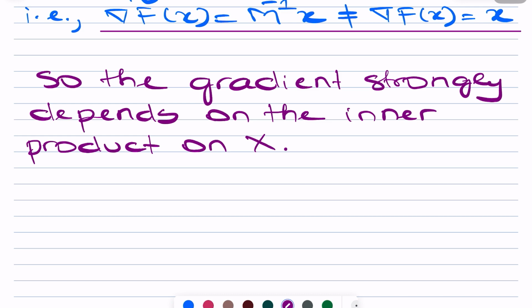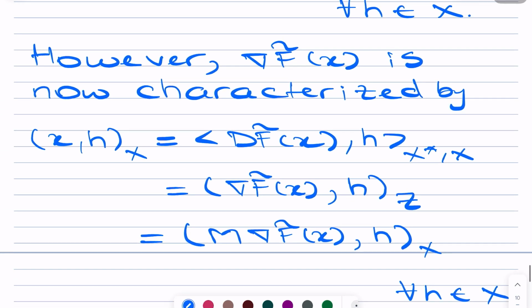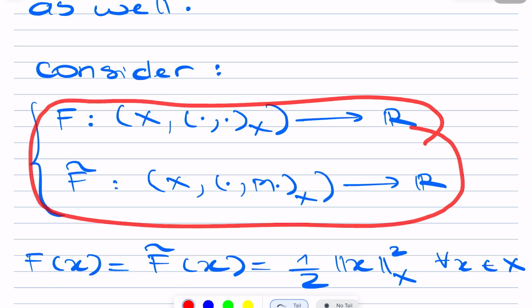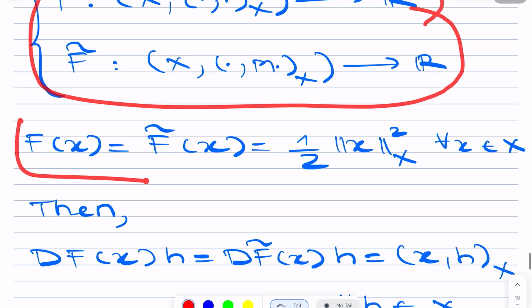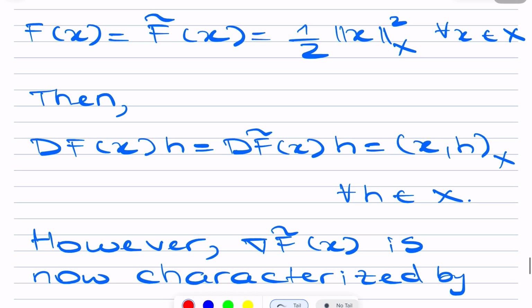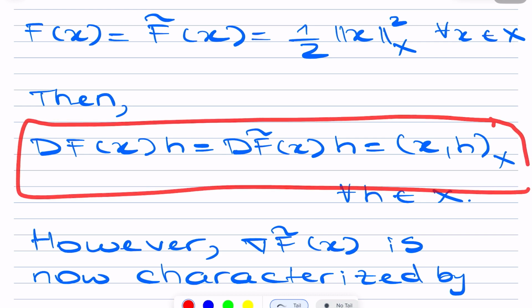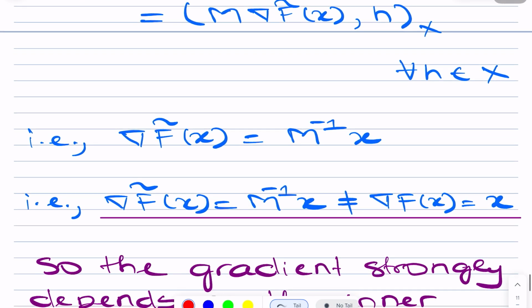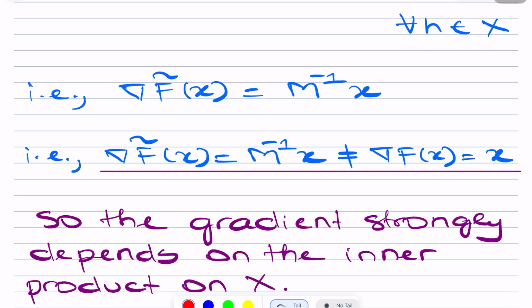Because remember what we did. We picked two functions, right, that are kind of equal. So f of x is equal to f tilde of x, right? So their derivatives coincide, right? But the gradients actually differ, right? And this is exactly what I was saying.